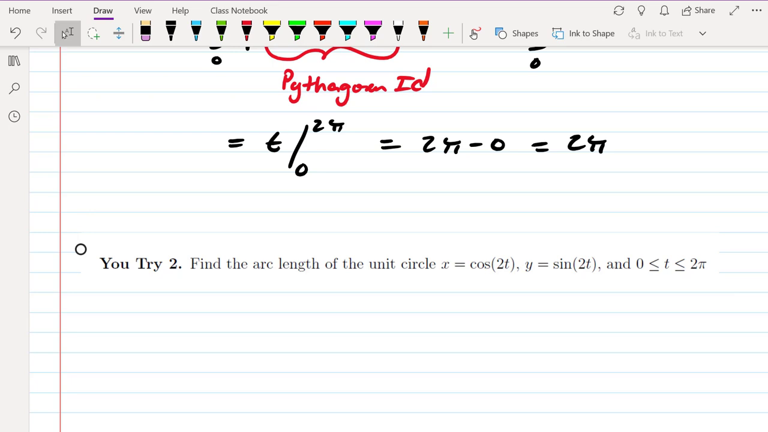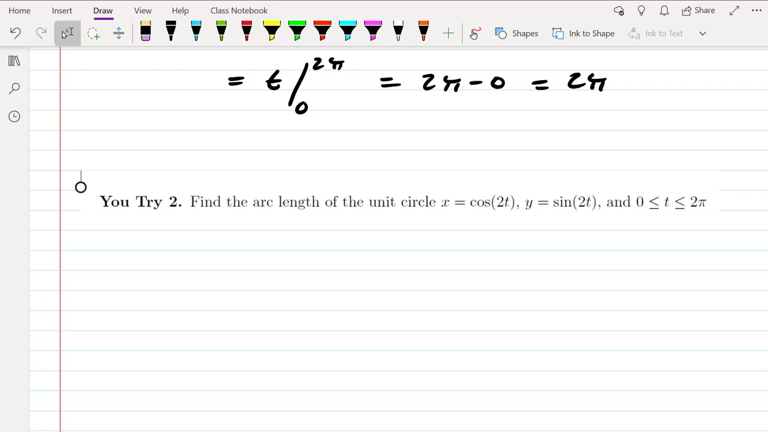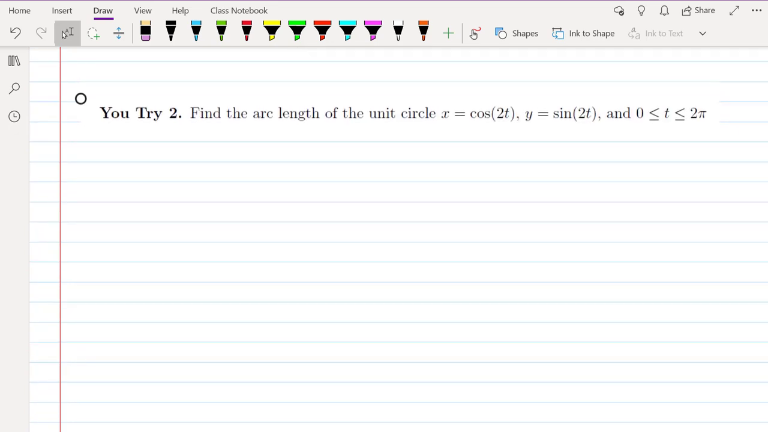So before we start, let's see if we can guess what the answer is going to be. So if we have cosine 2t and sine 2t, how is that going to affect the period of the sine and the cosine function? So normally our period is 2 pi, but if we have sine of 2t, we're going to be traveling around the circle twice as fast. So instead of wrapping around once, we're going to wrap around twice. So if we travel around the unit circle twice, instead of getting 2 pi, what should we end up with? Well, hopefully 4 pi. Well, let's see what we get.